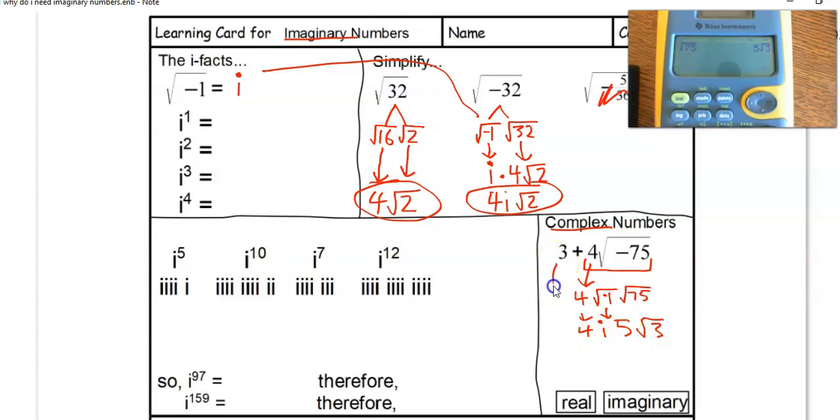And then, oh, don't forget, I had that 3 plus in the front all along. I'm going to do a little bit of rearranging here. These are all being multiplied. 4 times I times 5 times the radical 3. Well, 4 times 5 is 20. The I stands alone, and the square root of 3. And now I've got the 3 plus on the front. This is the real component, and the imaginary component is this whole term right here. And it all makes what we call a complex number.